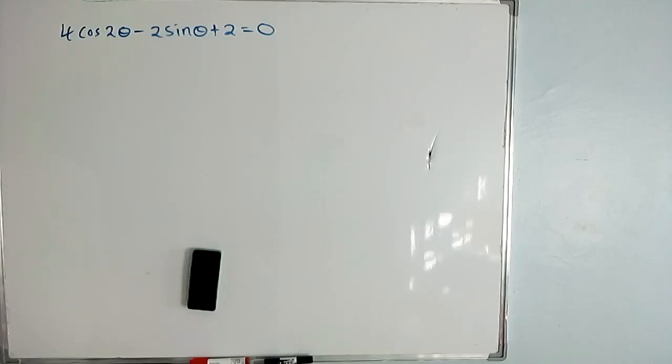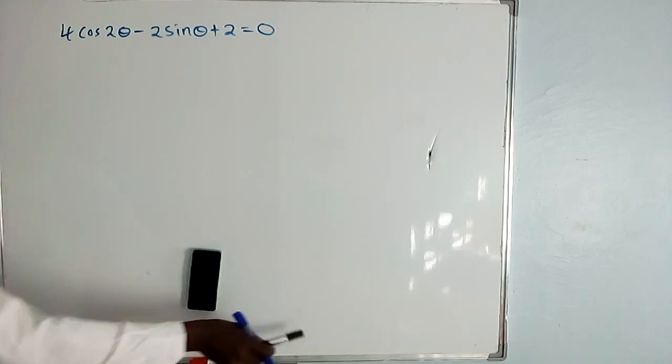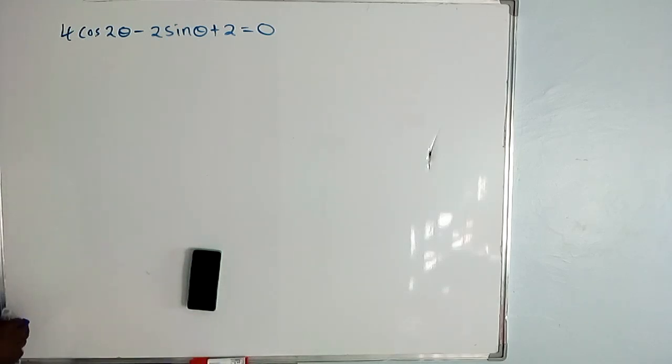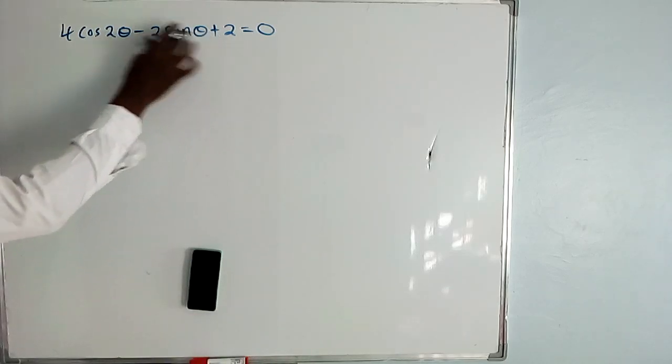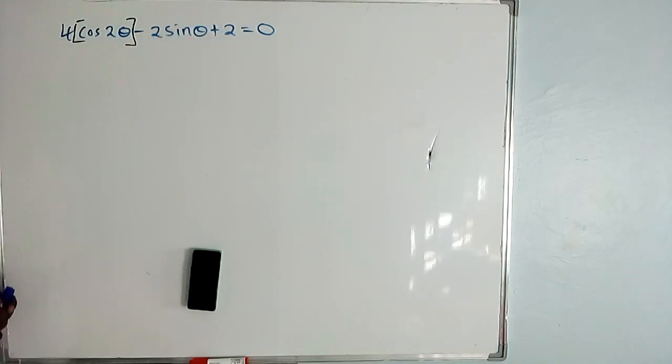Now, how do we solve a trigonometric equation with a cosine double angle? So if you have 4 cos 2θ minus 2 sin θ plus 2 is equal to 0, to solve that equation, the first thing is to get rid of the double angle, isn't it? The first step is to get rid of that double angle. So the double angle here is cos 2θ.